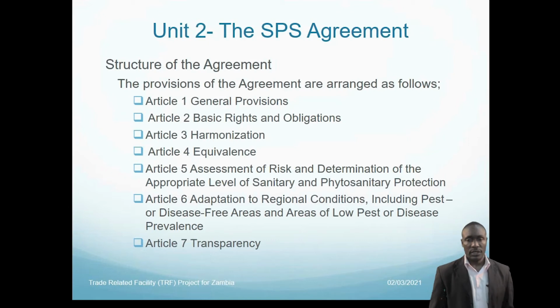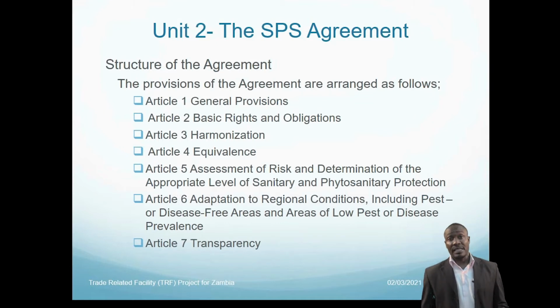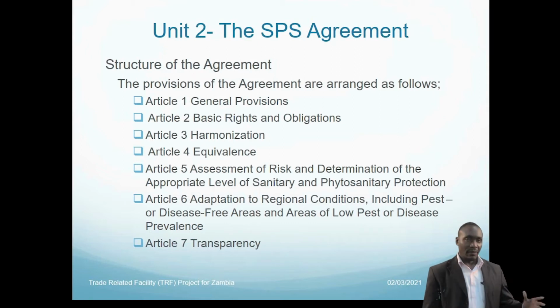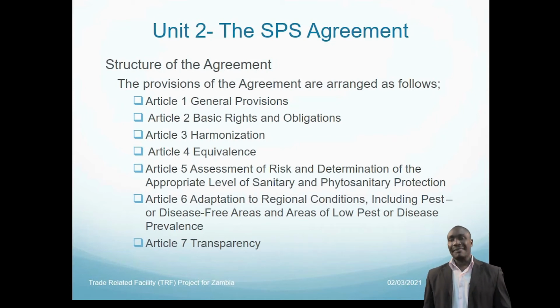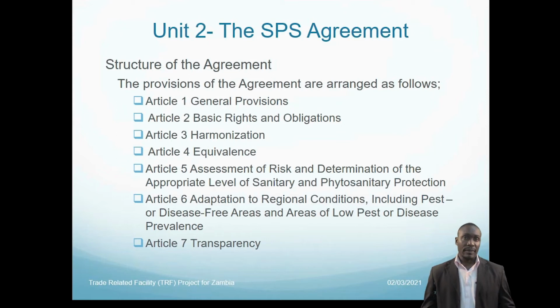And an adaptation to the regional conditions, including pest or disease-free areas and areas of low pest or disease prevalence. I mentioned this earlier that sometimes the geographical considerations can be made when you're looking at the application of the SPS measures. Some countries may be very prone to certain types of pests and diseases more than other countries. So you're just trying to make sure that you're not being unfair to those countries that are very prone to certain areas. Otherwise, you may forever say, "We want to trade with you in this commodity."